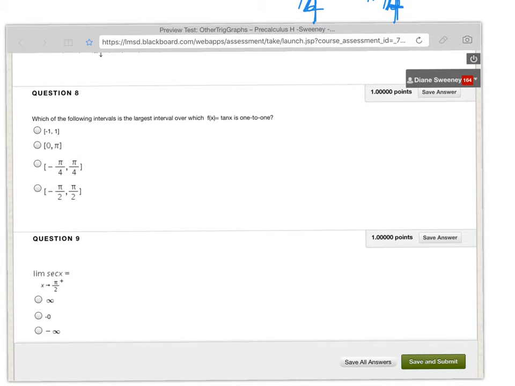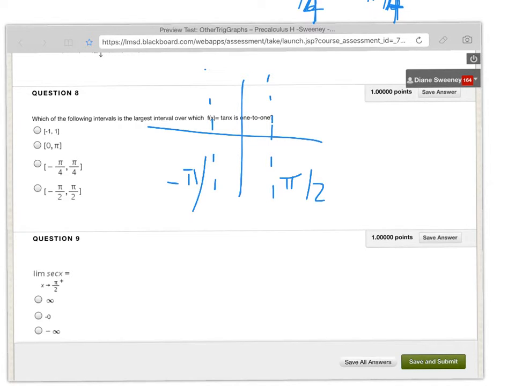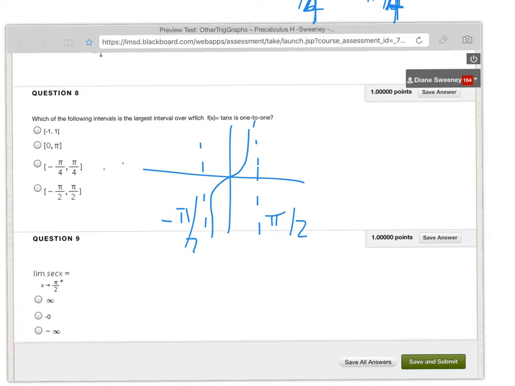And for question 8, you need to know what the graph of tangent looks like. You just do, and you know that tangent has asymptotes at pi over 2 and negative pi over 2. Tangent is an increasing function, and we know that the period of tangent is pi, so this is going to be repeated. But let's just take the central region here, and I am just going to look at the choices that we have, and this is 1 to 1 between negative pi over 2 and pi over 2. So this last choice right here is our answer.